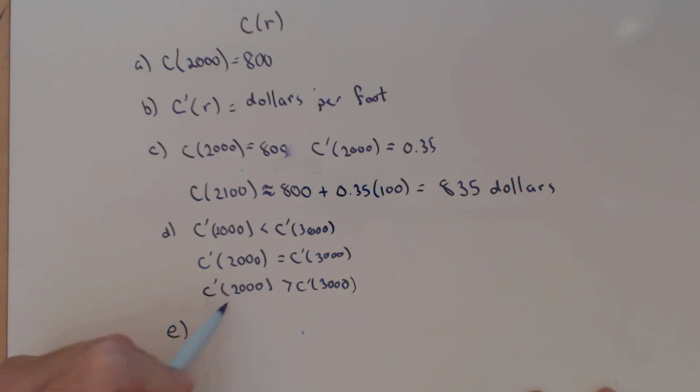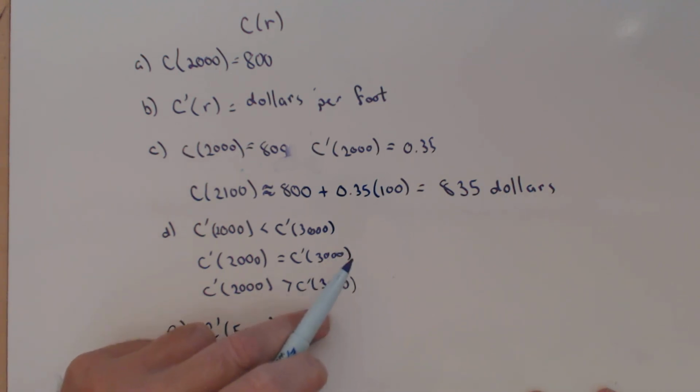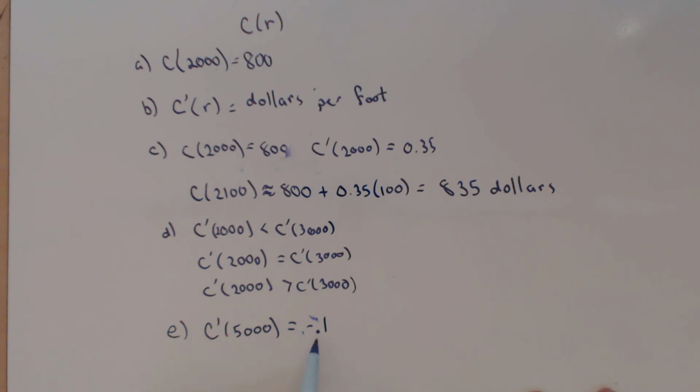E. Somebody claims that C prime of 5,000 equals negative 0.1. Well, remember what this means. This is negative $0.1 per foot. This means that if we produce 5,000 feet of rope, our costs are going down by 10 cents per foot as we produce more rope.